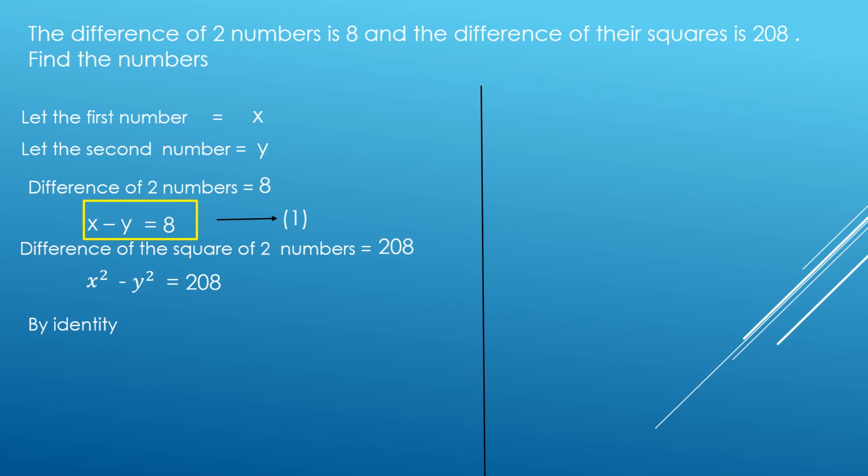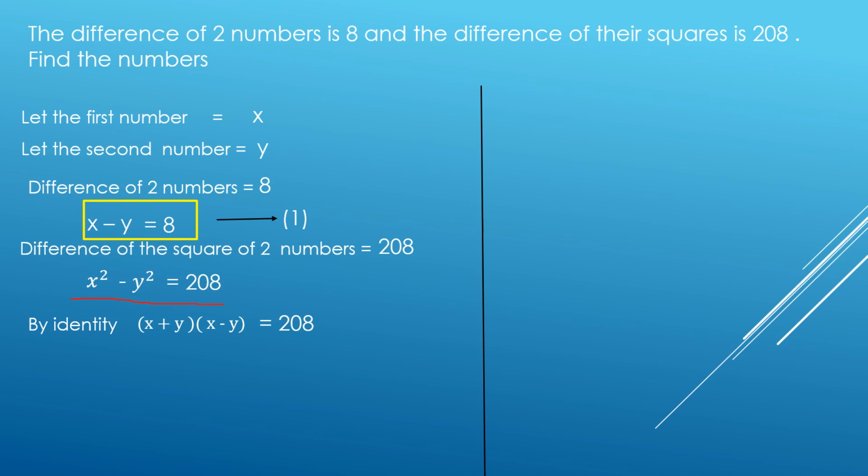But look at the second equation, x square minus y square equal to 208. This is a second degree equation. And by which identity? Correct. x square minus y square equal to x plus y into x minus y. We can replace it, right? So we get x plus y into x minus y equal to 208. Good.